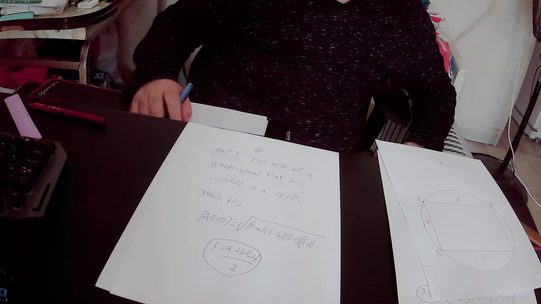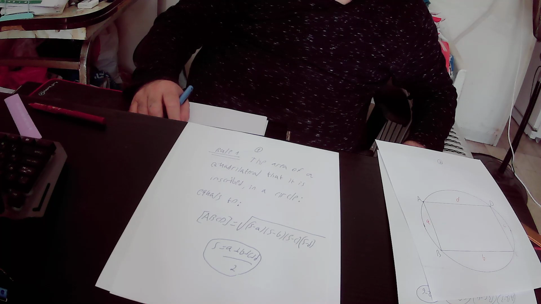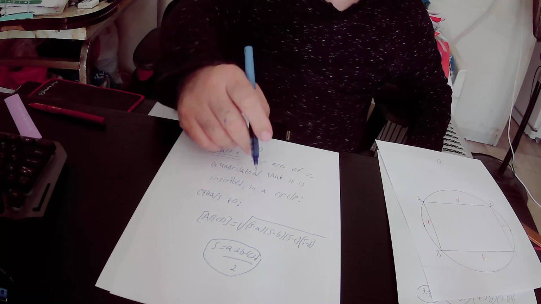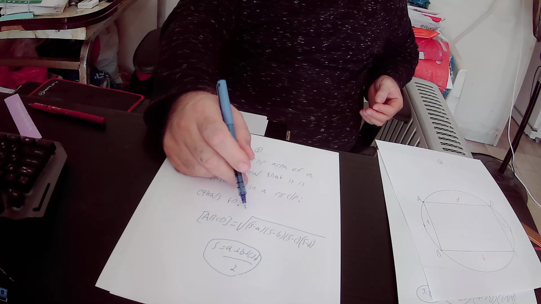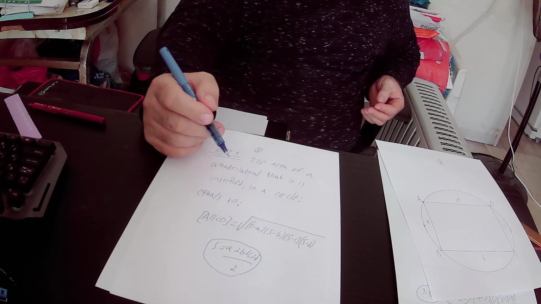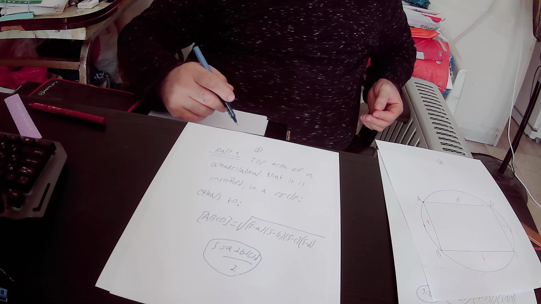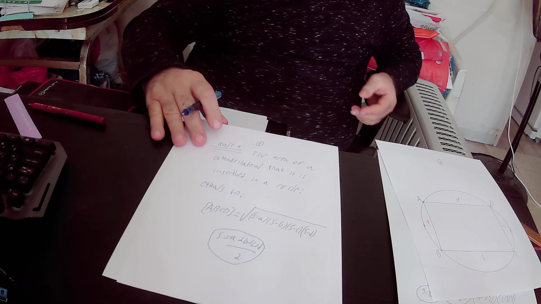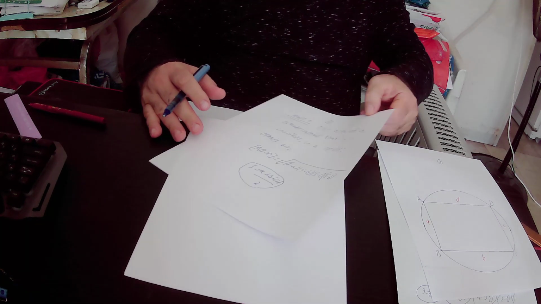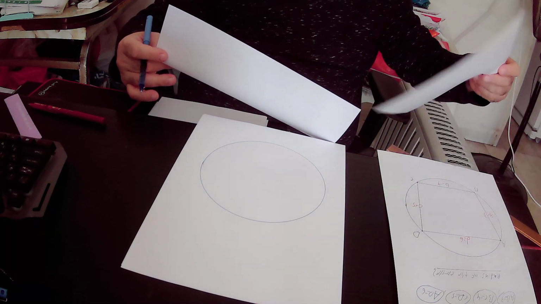Okay, so if you have a quadrilateral that is inscribed in a circle, then you can calculate the area of that quadrilateral according to this formula. And so that is rule number 1. In the next step I will present to you rule number 2.